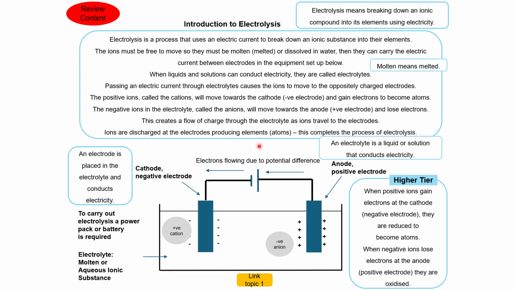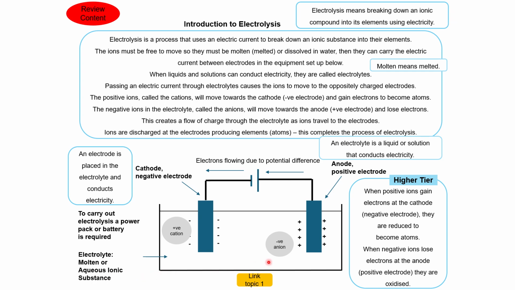An electrolyte is a liquid or solution that conducts electricity. To carry out electrolysis, a power pack or battery is required. The electrolyte can be molten, so melted ionic substance, or an aqueous ionic substance, so it will be a solution.